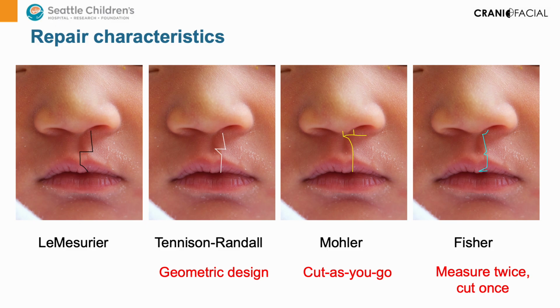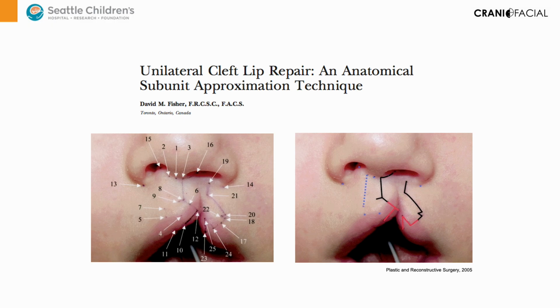The Tennyson-Randall is a very simple geometric design. The Moeller takes a cut-as-you-go approach, and the Fisher has more of a measure twice, cut once flavor to it. Now, as far as that repair goes, although it can help with all of the extra landmarks, there are a lot of landmarks and it can be quite intimidating.